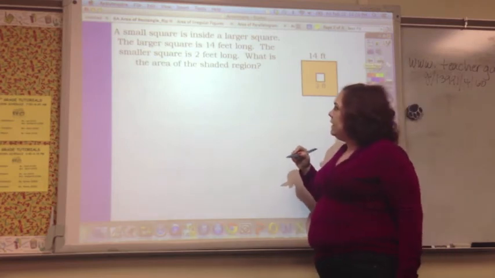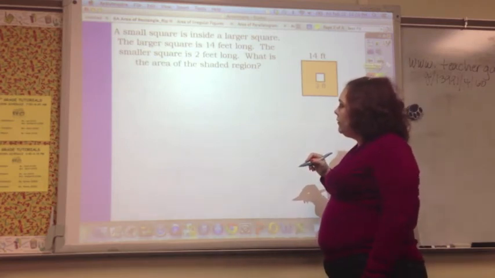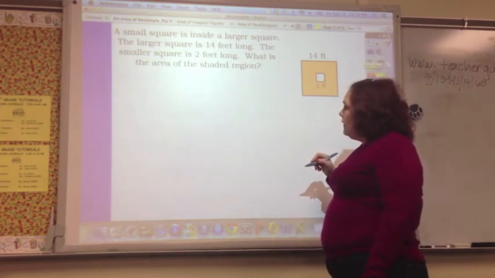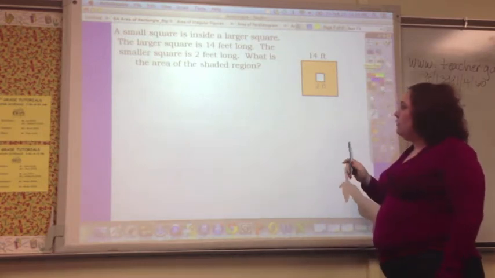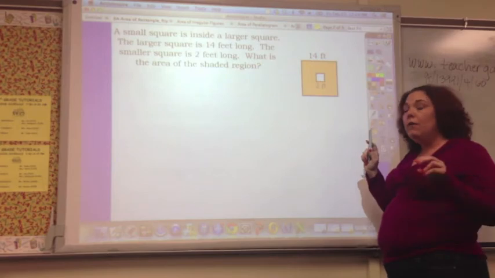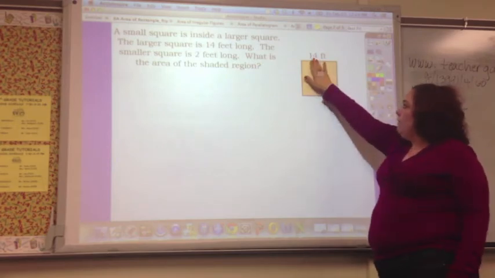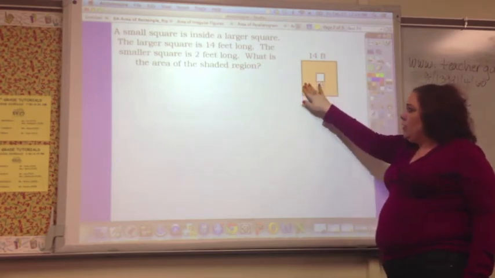A small square is inside a larger square. The larger square is 14 feet long. The smaller square is 2 feet long. What is the area of the shaded region? Okay, so now we're looking for the area of the orange part.